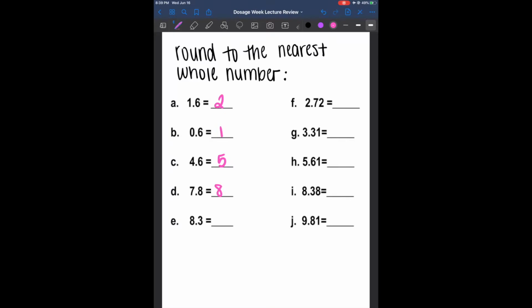Now 8.3. 3 is between 0 and 4, so you would just leave this number here the same and drop what you don't need, and it would still be an 8.